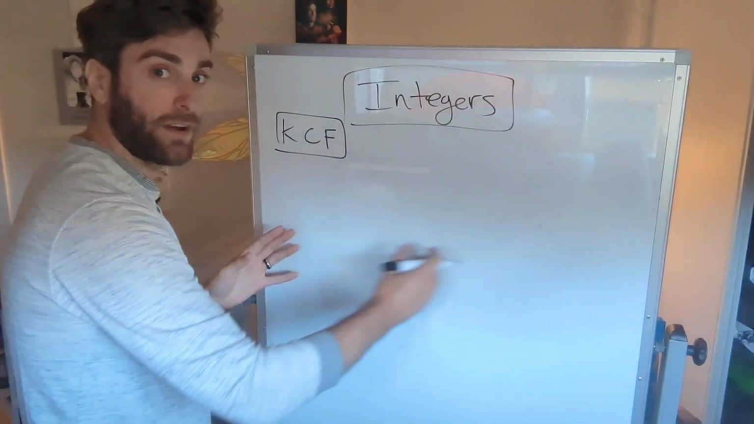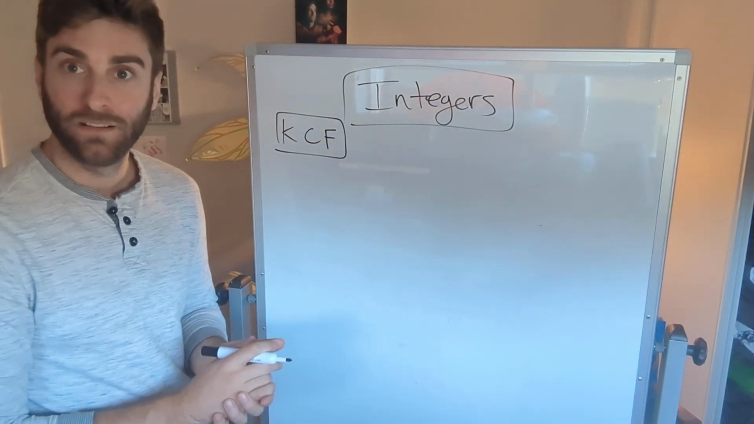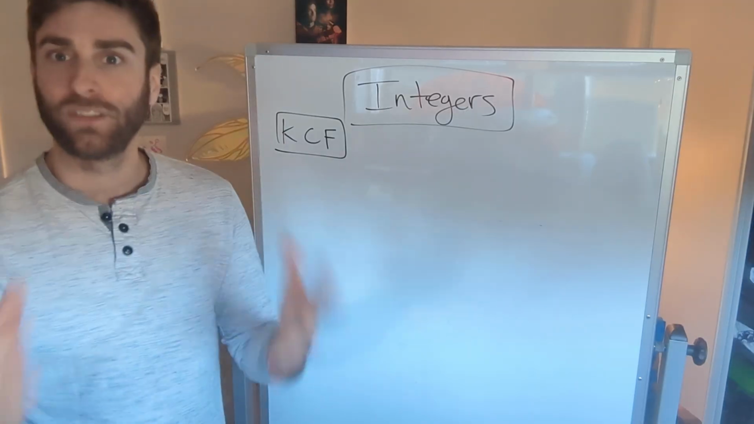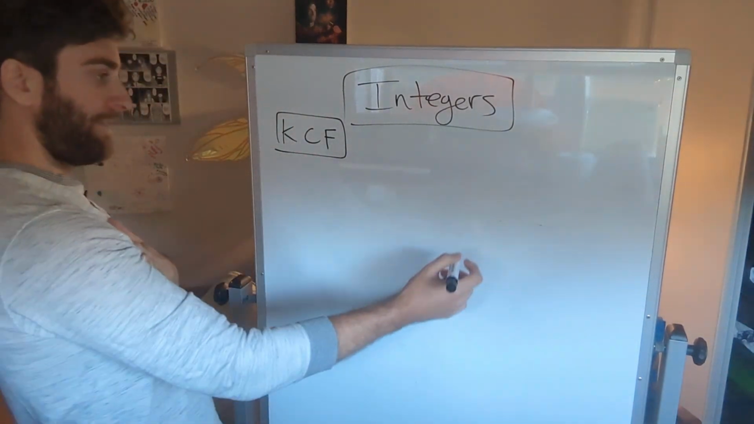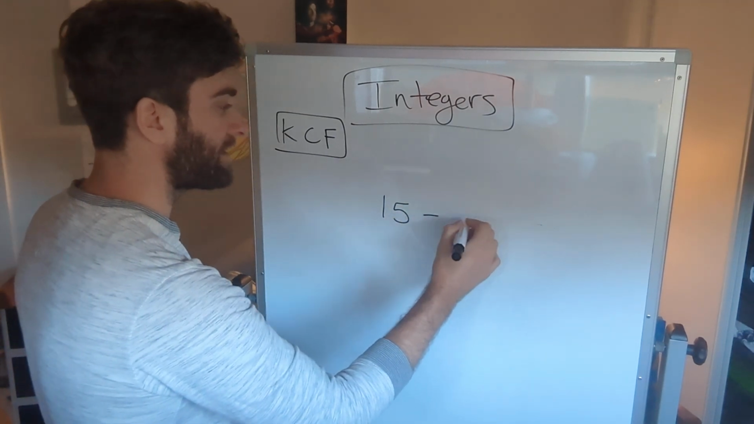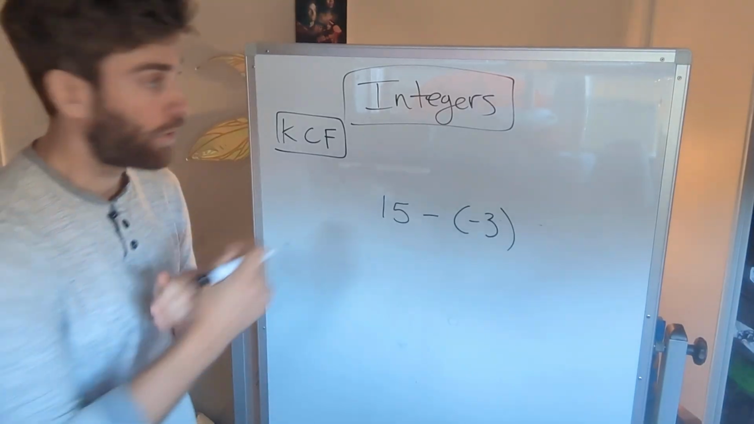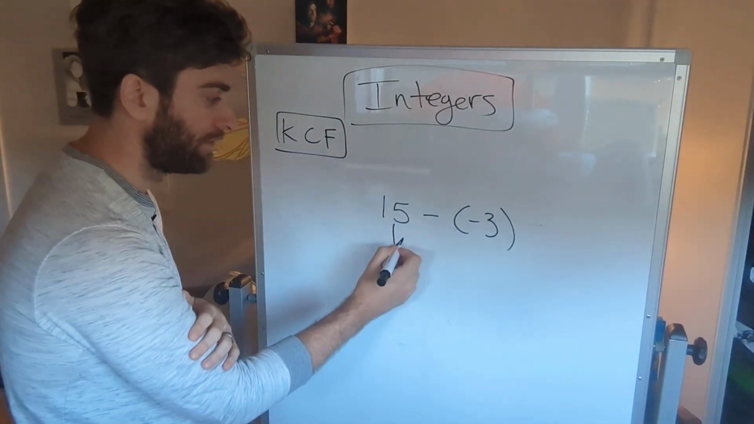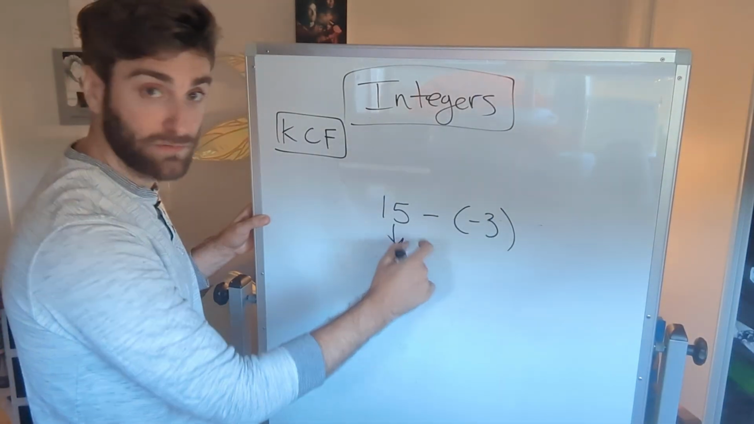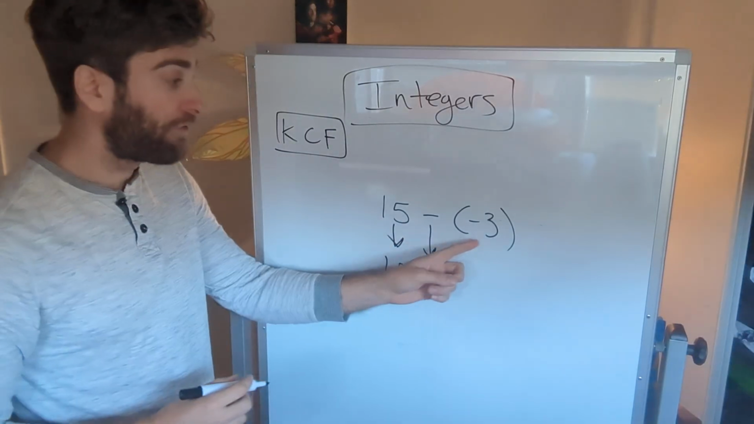So I'm going to write down a subtraction problem. Okay, we're going to use KCF, and it'll turn it into an addition problem. And we've just learned those rules. So let's see how it works. I've got 15 minus negative 3. Okay, so KCF, keep 15. I'm going to keep it. I'm going to change into a plus. Now this last one I'm going to flip.